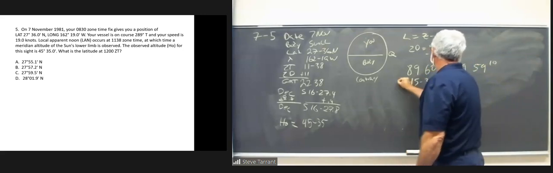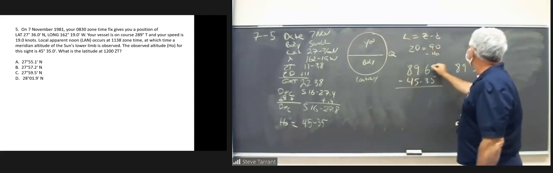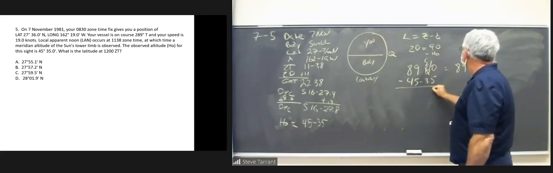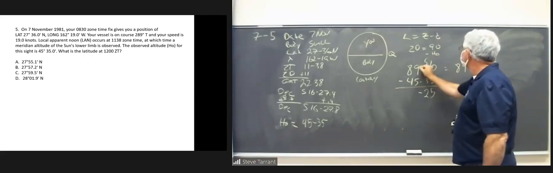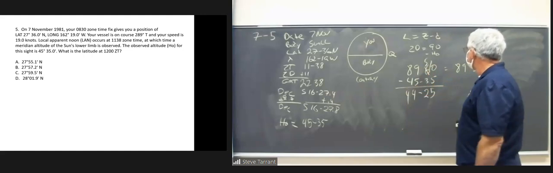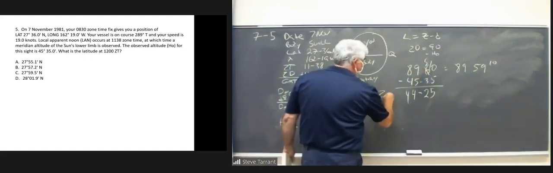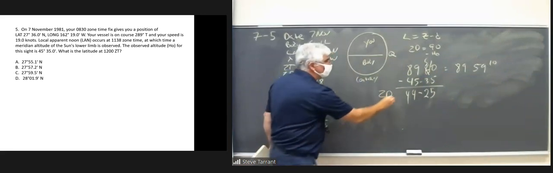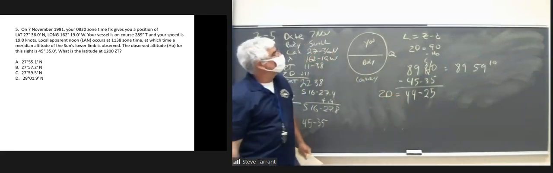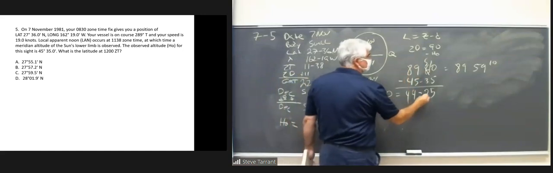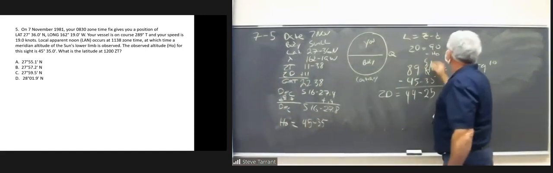So now I'm going to go 45 35, subtract. So that's not too bad. That becomes 5, that becomes 10, that's 5, that becomes 2, that becomes 4. 44 25, is that right? Okay, that's ZD. Cool.